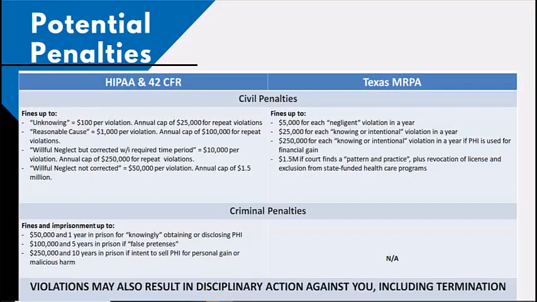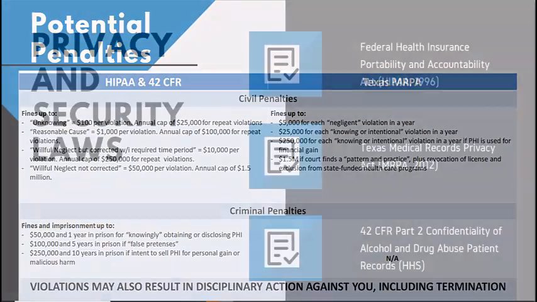If violations occur, here are some civil and criminal penalties according to HIPAA, 42 CFR, and Texas MRPA. Consequences of violations could result in fines up to $250,000 and 10 years in prison.